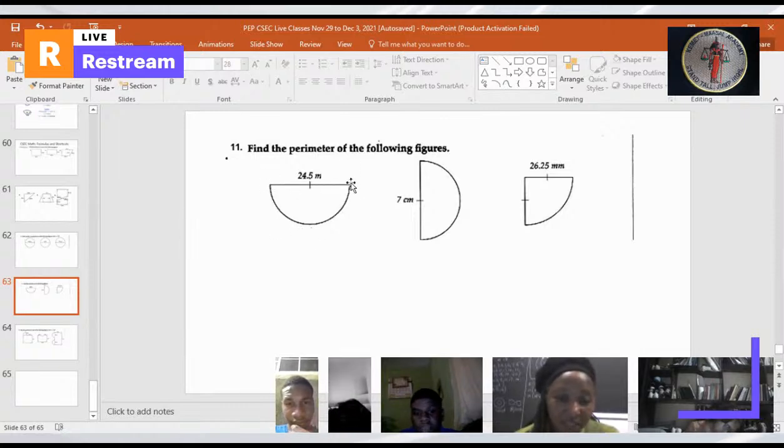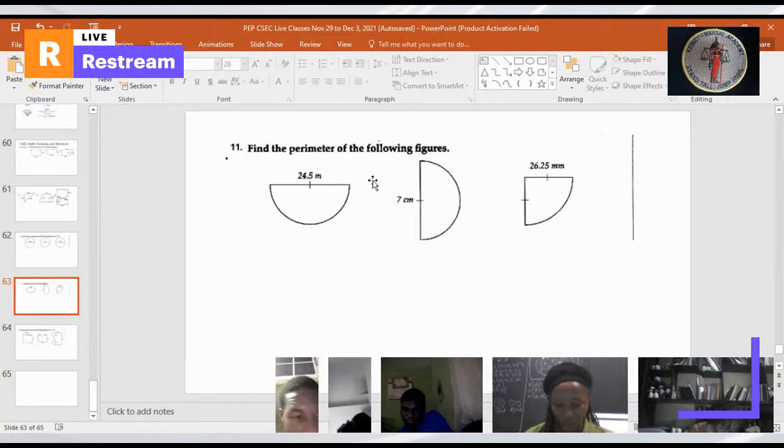So when we find the circumference, it's 24.5 times 3.14. That's the circumference. Divide that by 2, we get 38.46. And then now we're going to add back the 24.5. So I get 62.96. Yes, Miss, that's what I get.